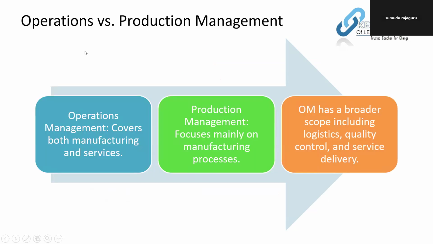Then what is the difference between operation management versus production management? Actually, production is one of the elements of operation management. Operation management covers both manufacturing and services, while production management focuses mainly on the manufacturing processes. So OM, operation management, has a broader scope including logistics, quality control, and service delivery, etc.